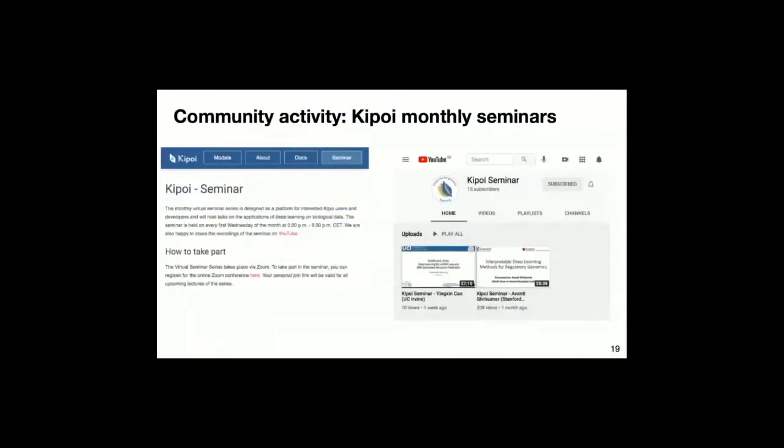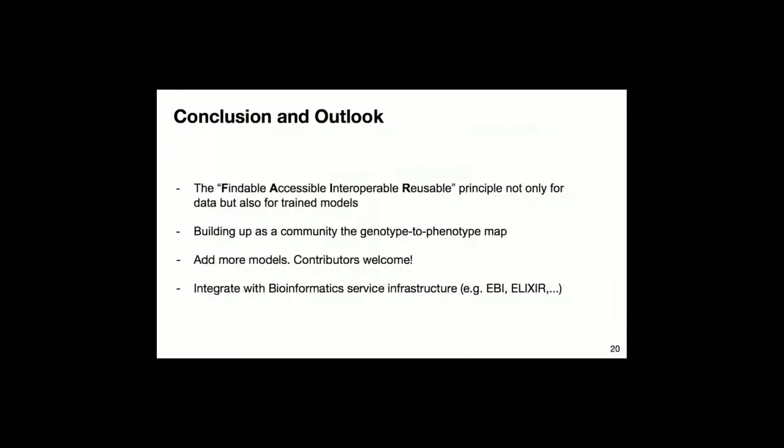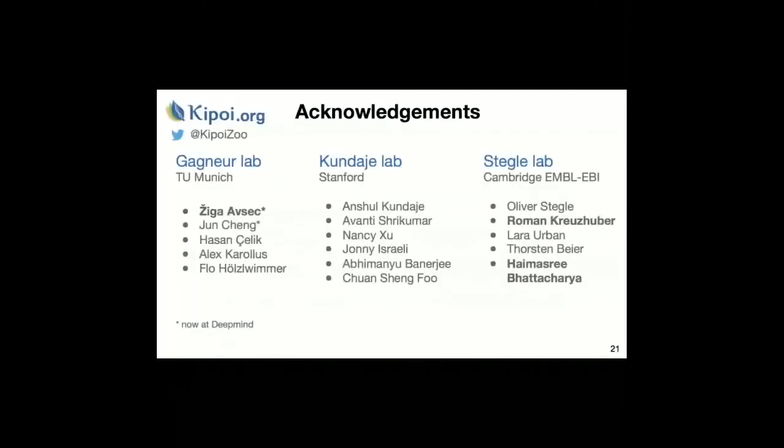We keep updating and populating KIPI. We are also running a monthly web conference on deep learning for genomics. Visit kipi.org for details. In conclusion, KIPI is implementing the FAIR principles for trained predictive models in genomics, which we hope will help the community to collectively build better genotype to phenotype models. Current and future development include expansion of the repository and better integration into bioinformatics infrastructure. Here are the people who contributed to this work, but thank you for your attention.